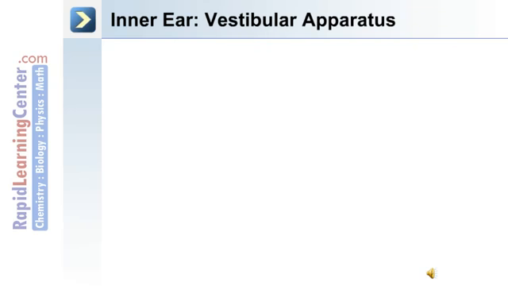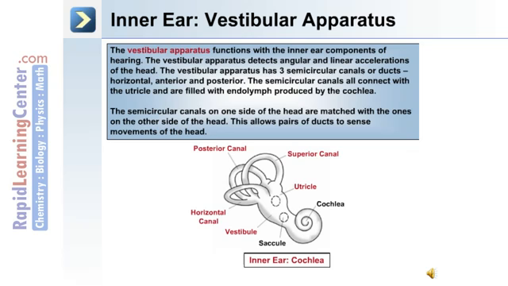Also in the inner ear is the vestibular apparatus. This is made up of three canals: superior canal, posterior canal, and a horizontal canal. The vestibular apparatus functions with the inner ear components and detects angular and linear accelerations of the head. These three semicircular canals are filled with endolymph and are connected with the utricle. The semicircular canals on one side of the head are matched with the ones on the opposite side. This allows pairs of ducts to sense movements of the head.